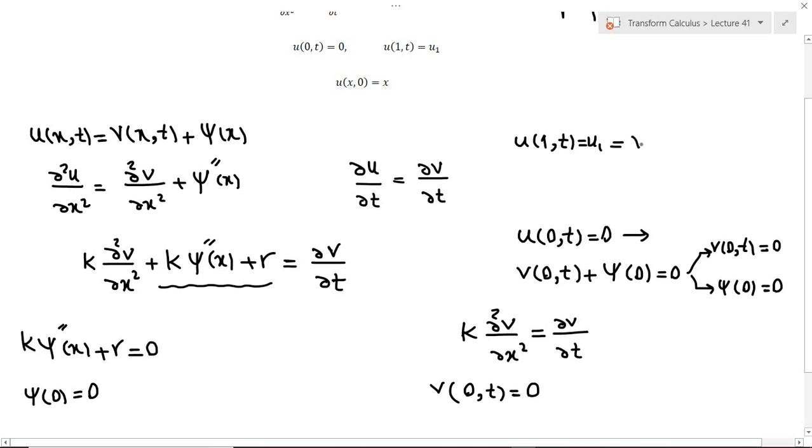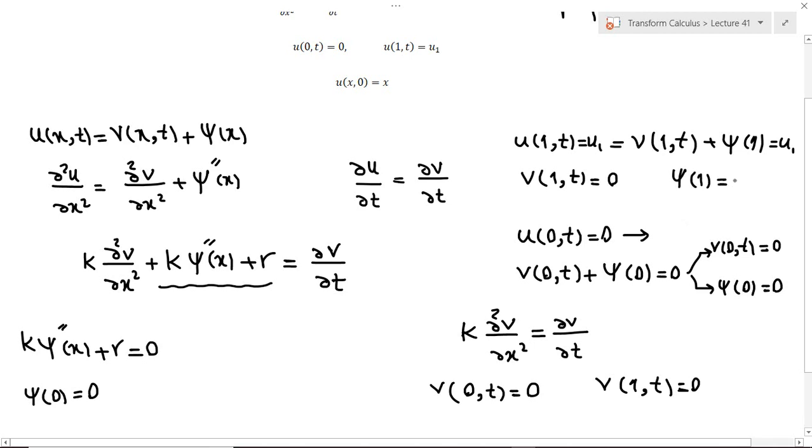So it's equal to v of 1 and t plus psi 1. So it's equal to u1. I assume that v of 1 and t is equal to 0. Why? Because I want to make homogeneous boundary condition. So we have v of 1 and t is equal to 0. And we have psi 1 is equal to u1.